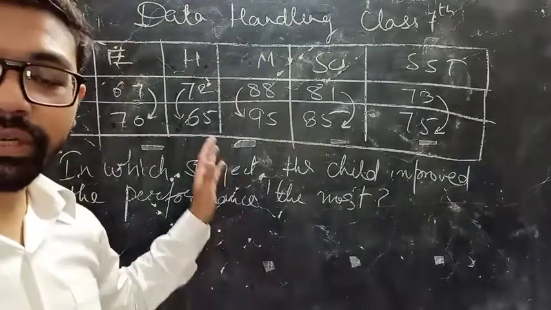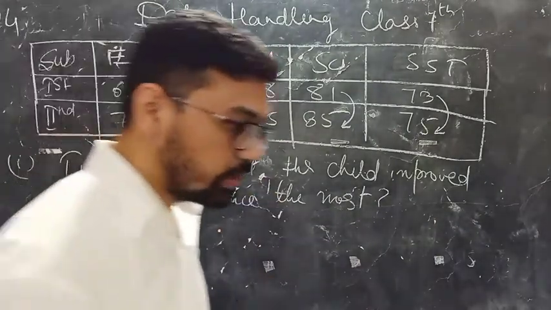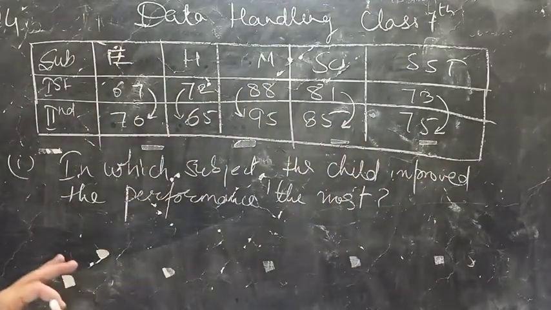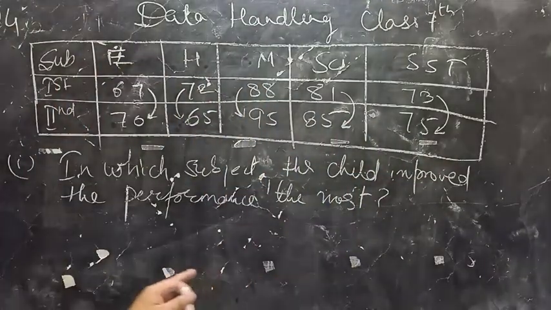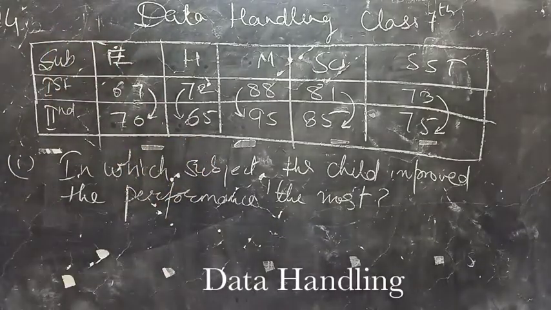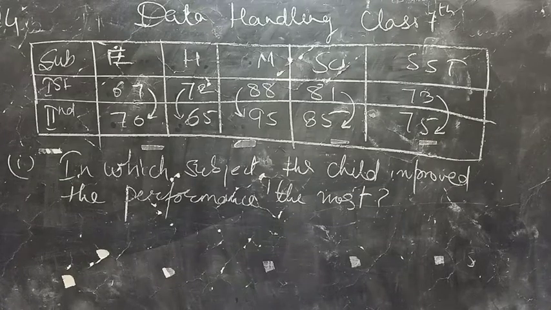Now how to represent this data on the bar graph? For that I remove this part. Those who don't have NCERT, those who don't have the book, please note down this question fast. Then I'll rub this part and I'll draw a double bar graph here. Okay? So please note it down fast.